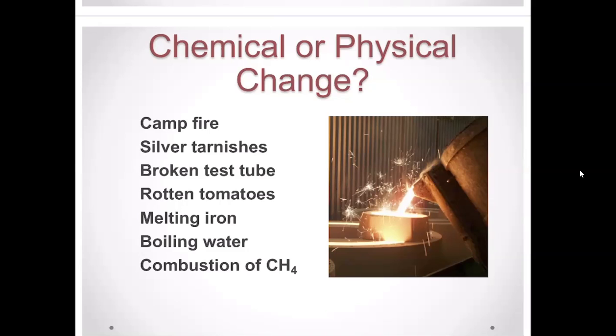Okay. All right, so campfire, that is a chemical reaction. That's a combustion reaction. Silver tarnishing, that's a chemical change. A broken test tube, that's a physical change. The glass did not change in composition. Rotten tomatoes, chemical change. Melting iron, like in the picture, that's a physical change. You're taking a solid and turning it to a liquid, but it's still iron.